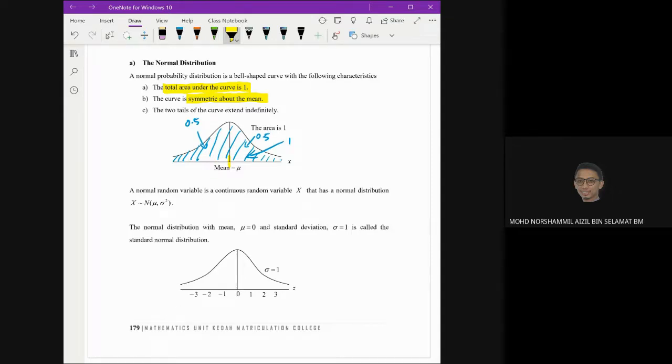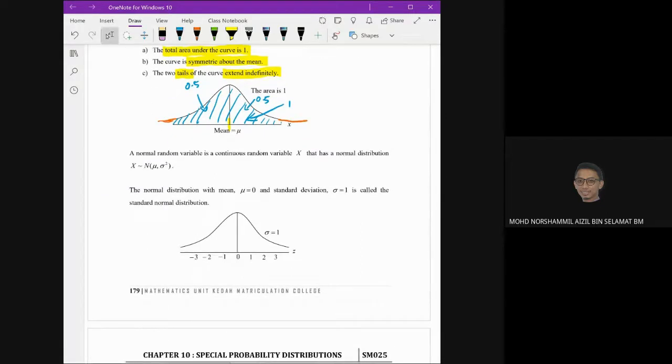Okay. So the two tails of the curve extend indefinitely. Indefinitely ni maksudnya yang ni guys. Dia sentiasa terbuka. It extends indefinitely and will never touch the x-axis. Never touch the x-axis, itu maksud dia. Tails extend indefinitely. Okay, itu dia punya kriteria. As I told you just now, it is a continuous random variable for normal.